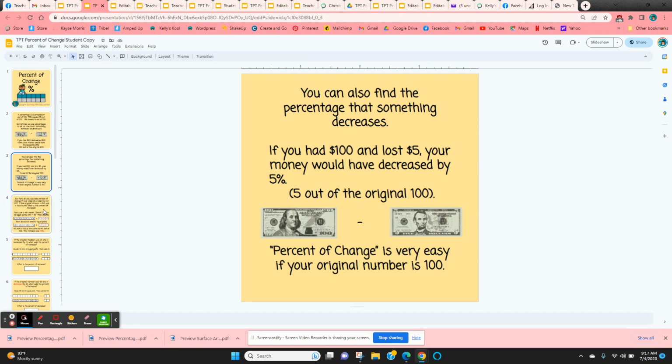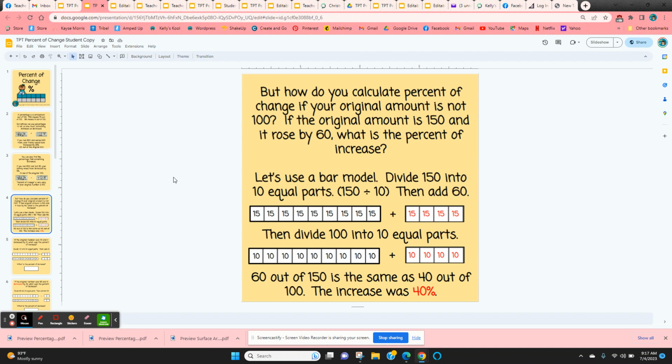So, percent of change. It starts out using bar models. If we have an original amount of 150 and it rises by 60, what percent did it rise? We're going to start out with a bar model. We're going to take that original 150 divided into 10 equal parts, so every part would be 15. Then we're going to add 60, which would be 4 more 15s, 4 more parts.